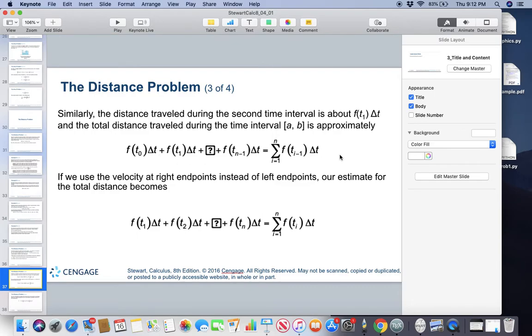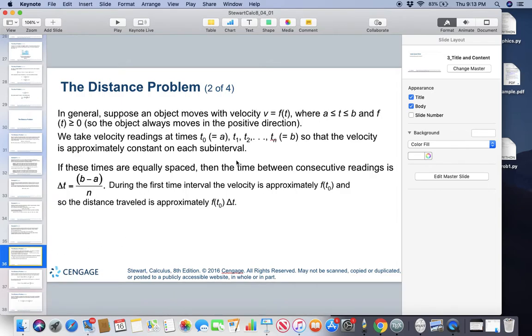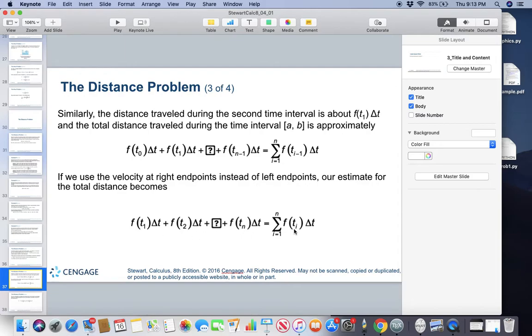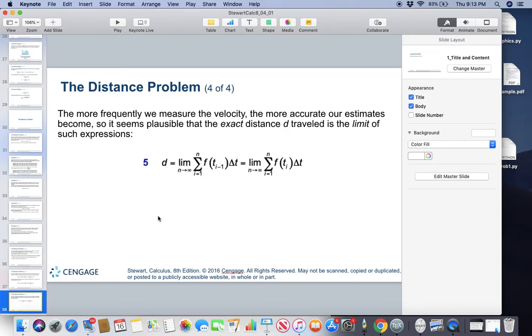You could have taken the right endpoint sum, that is in the very first interval you are choosing ft1. So in this interval t0 to t1, you are choosing this velocity at time t1. t1 to t2, you are choosing t2. So right endpoint velocities. You could have chosen that as well. So you have one estimate for the left endpoints, another estimate for the right endpoints. Okay. So the total distance is the limit of these sums as n approaches infinity.